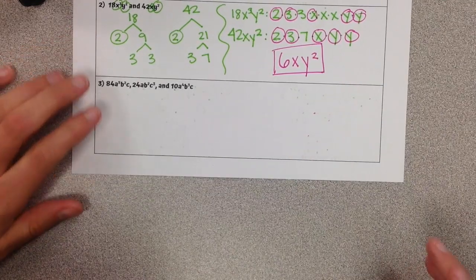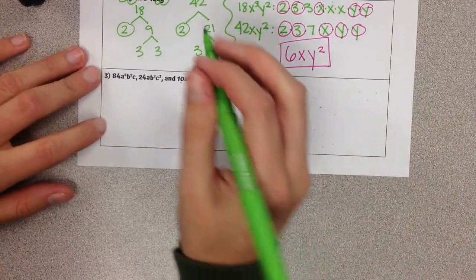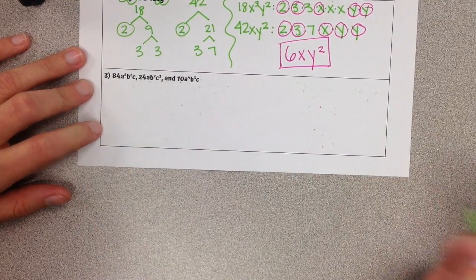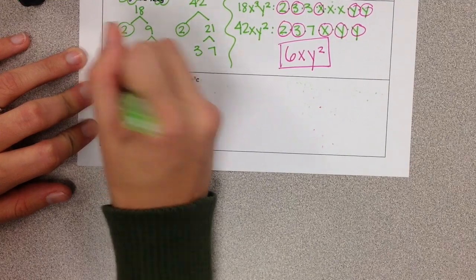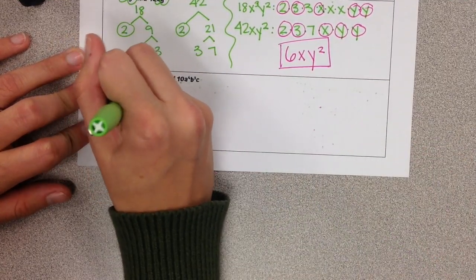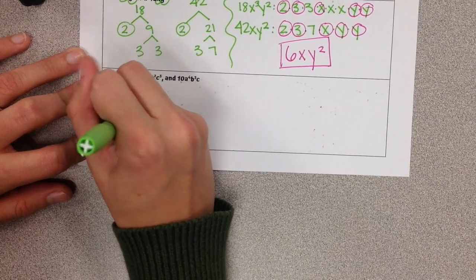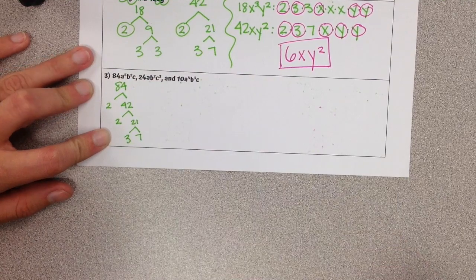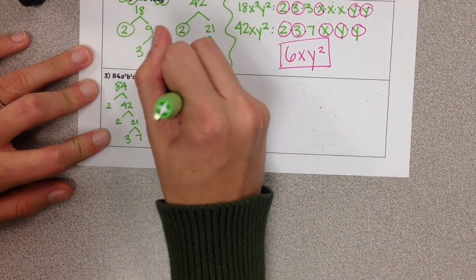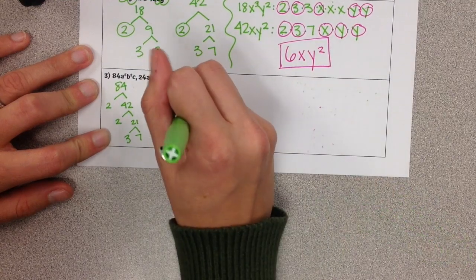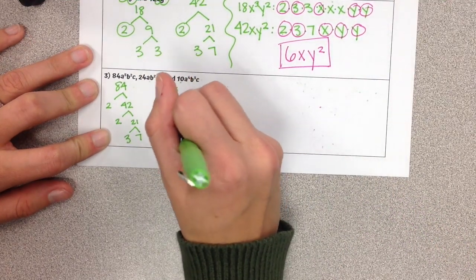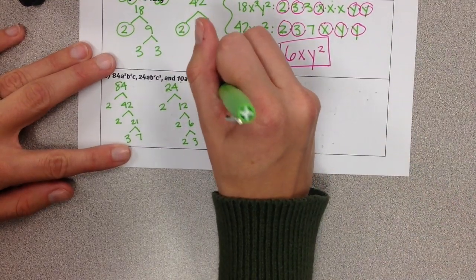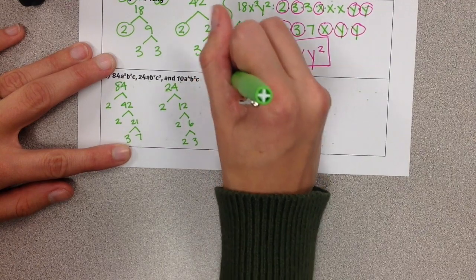Let's look at one more. This time we're looking at 3 numbers here. So 84, 24, and 10. If you know the greatest common factor right away, great. If not, let's do that prime factorization. 84 can split into 2 and 42. 42 splits into 2 and 21. 21 splits into 3 and 7. 24, I'm going to split that into 2 and 12. 12 into 2 and 6. 6 into 2 and 3. 10 splits into 2 and 5.